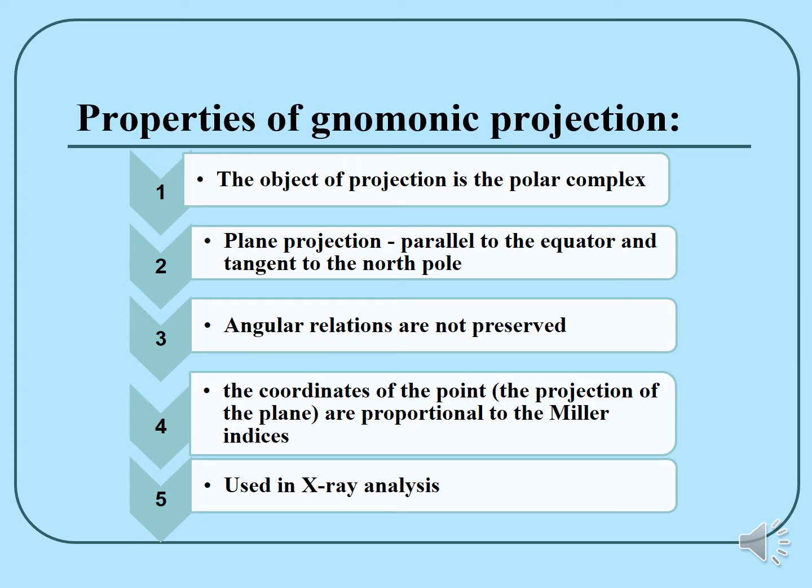Here you can see the properties of gnomonic projection. First, the object of projection is the pole complex. The projection plane is parallel to the equator and tangent to the North Pole. Second, angular relations are not preserved. It is very important: the coordinates of the point on the projection plane are proportional to the Miller indices. And this kind of projection is used in X-ray analysis.